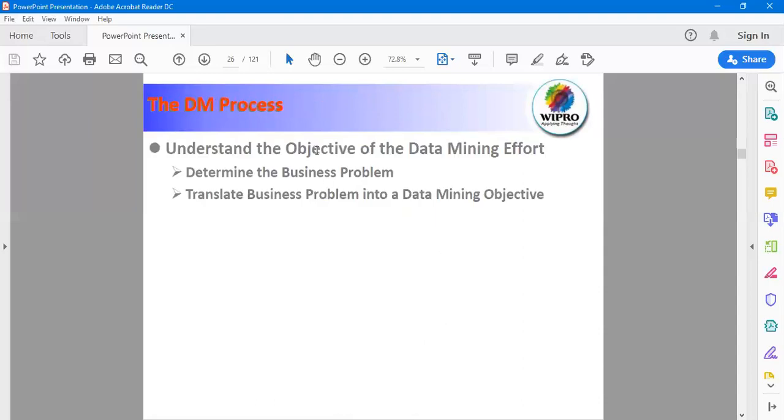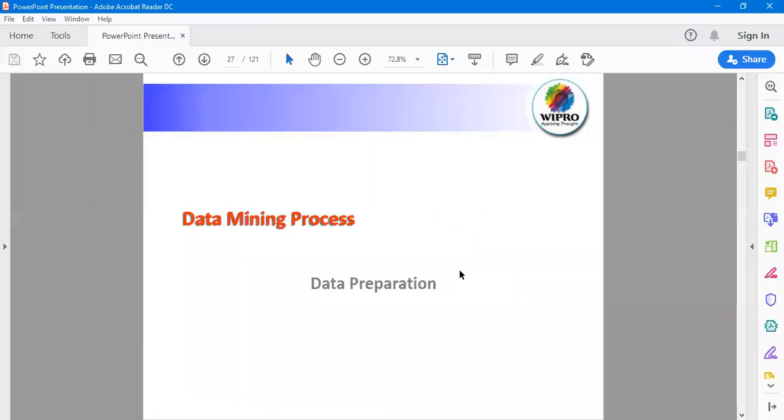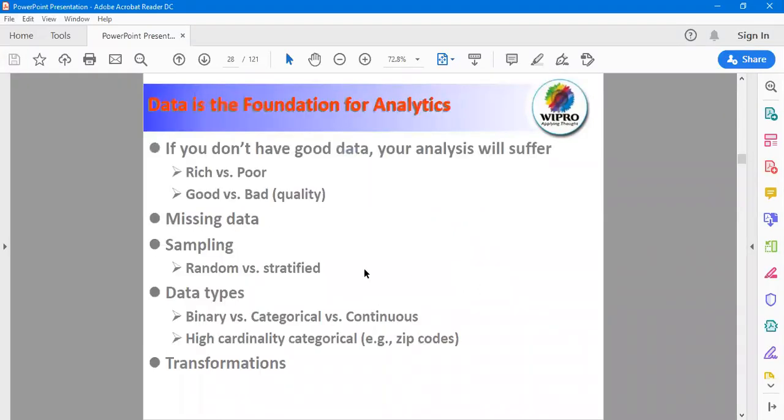So you have to understand the objective first, for which you are determining the business problem, and then translate the business problem into your data mining objective. So while cleaning the data, you have to handle the missing data. You have to do the sampling of the data. We will have a separate lecture, or maybe in research methodology you might have learned about the sampling methods, which you can use for data collection as well. And then you can categorize your data into continuous, binary or categorical. That means data types can be well defined. And finally, they are transformed as per your requirement.